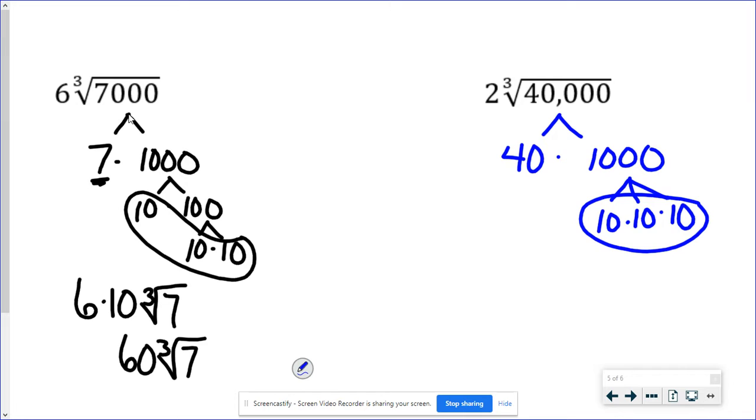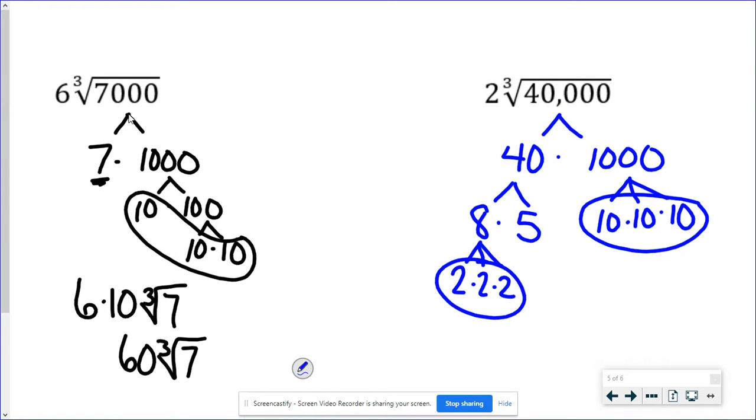I could split it up several different ways, but I would look at this one and start with 8 times 5. 8 is going to be a 2, 2, 2. Circle up my triple. Here's the only thing that didn't get circled. So I had my 2 outside originally. I circled up a triple 2, and I circled up a triple 10. And my leftover is just going to be that 5. So I'll have 2 times 2 is 4 times 10 is 40 times the cube root of 5.